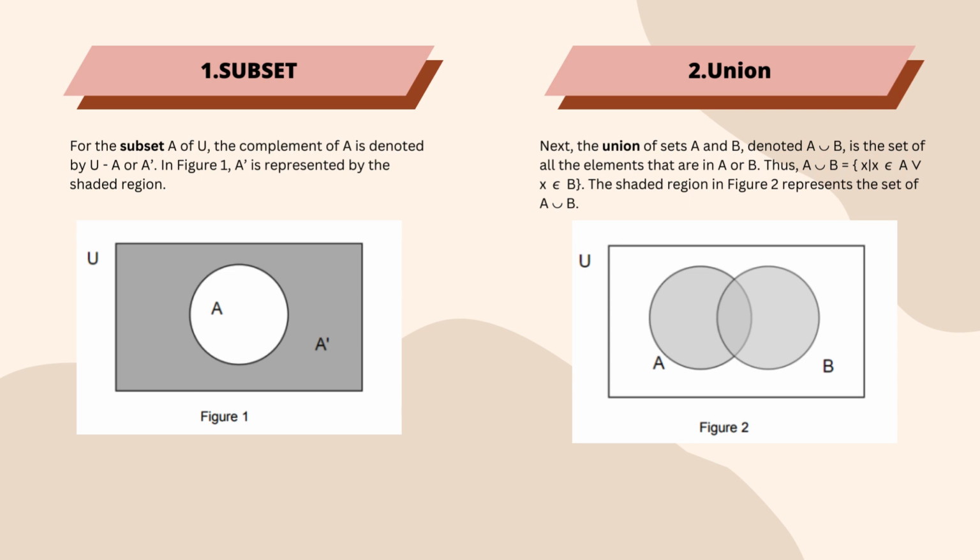For the first operation, which is complement, for the subset A of the universal set, the complement of A is denoted by the universal set subtract A, or A complement. We can see the shaded region in figure 1 represents A complement. For the second operation, which is union, the union of sets A and B, denoted A ∪ B, is the set of all the elements that are in A or B. The shaded region in figure 2 represents the set A ∪ B.